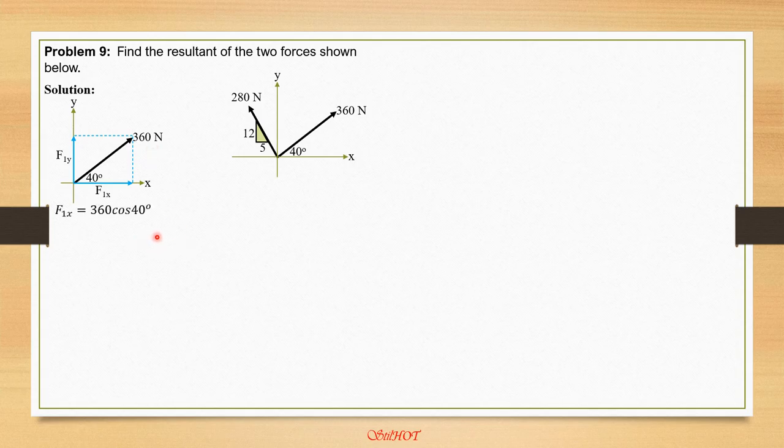So 360 cosine of 40 degrees is equal to 275.8. F1y is 360 times sine of 40, so F1y is 231.4 newtons. Then for the second force, take note that the hypotenuse is given by the slope. So this is 13 by the Pythagorean theorem, square root of 5 squared plus 12 squared, which is 13. Remember the common proportions of the sides of a right triangle: 3, 4, 5; 5, 12, 13; 8, 15, 17; 7, 24, 25. Remember the ratios.